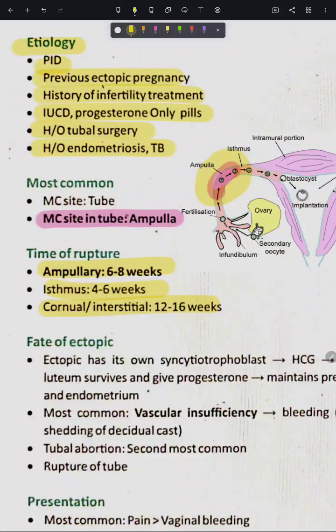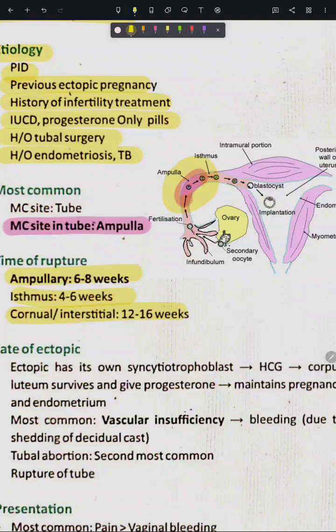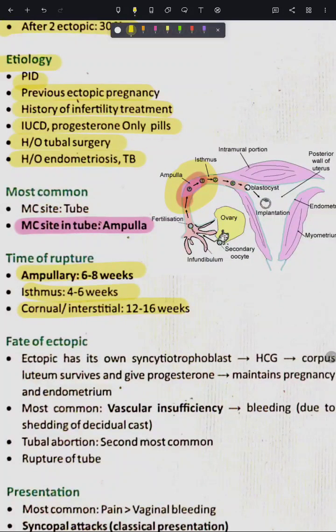Isthmus, which is the next part after the ampulla, ruptures at 4 to 6 weeks. Cornual or interstitial, it takes 12 to 16 weeks. That is almost the intramural portion. Cornual means intramural.